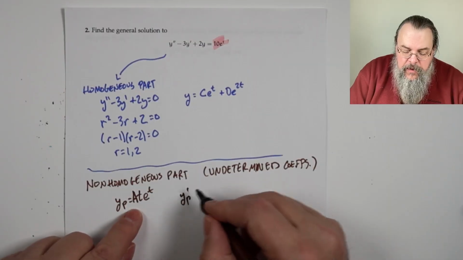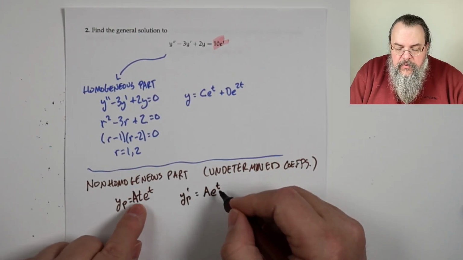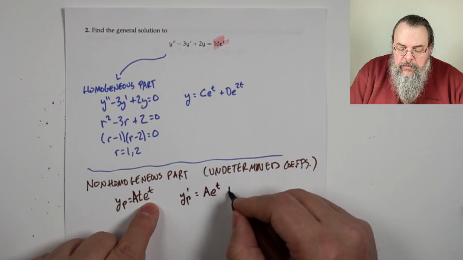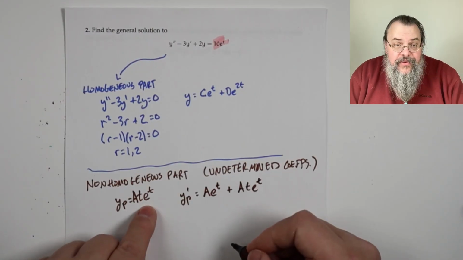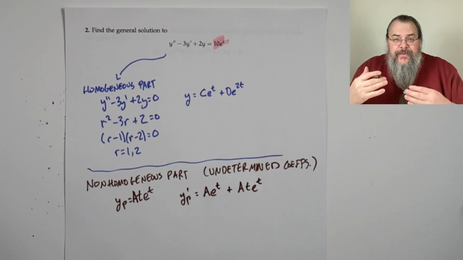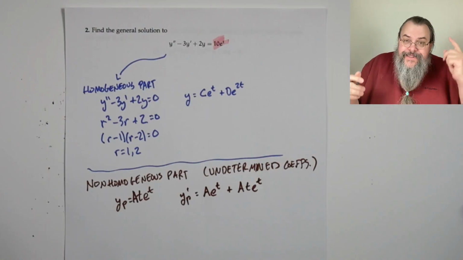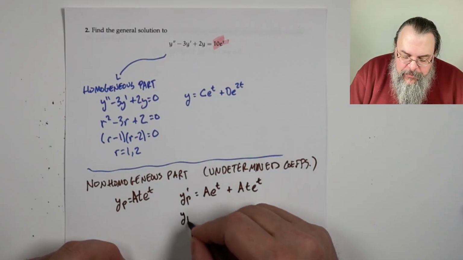So yp prime would be a e to the t, the derivative of the first times the second, plus a t e to the t, the first times the derivative of the second. And the derivative of e to the t is e to the t. Sometimes we take the derivative of e to the t and wonder, wait, did we really take a derivative? Yes, because we're following the rules.